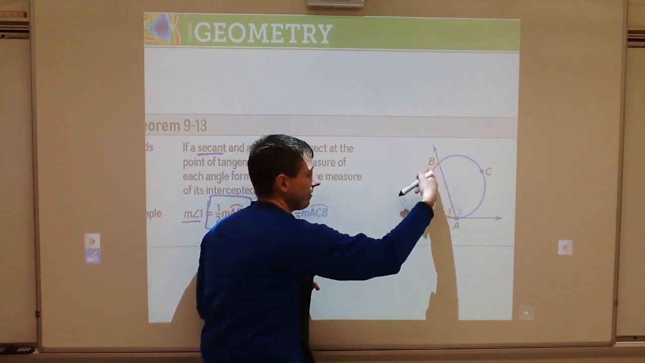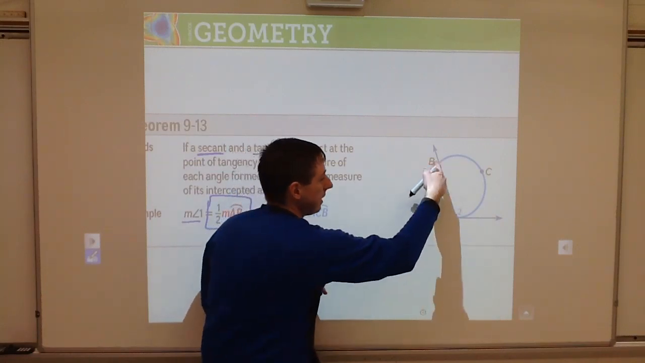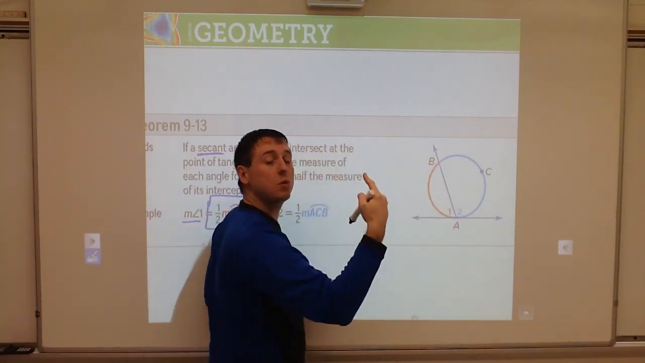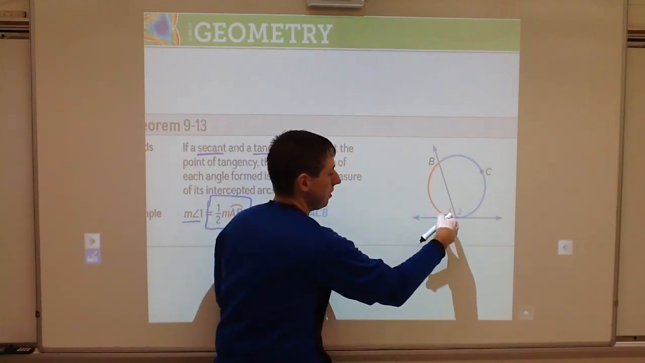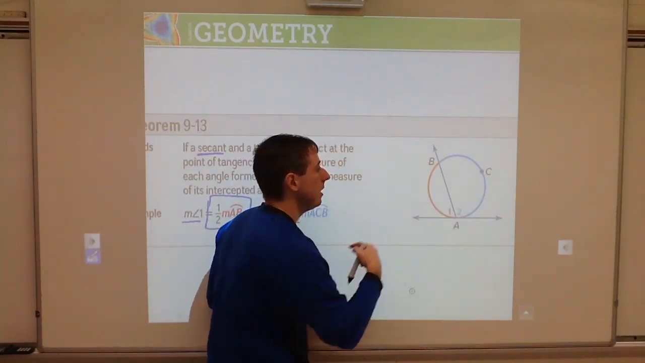So they tell me this arc looks like maybe 130. If that's 130, then I would do 130 divided by 2. 130 divided by 2 tells me how big angle 1 is. Same thing on this side.